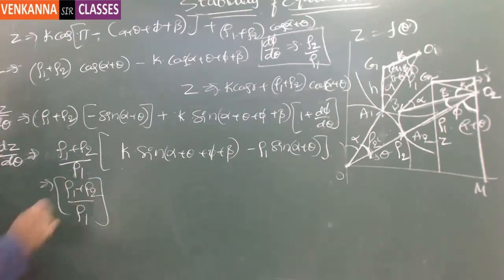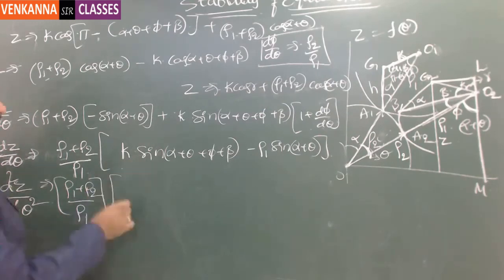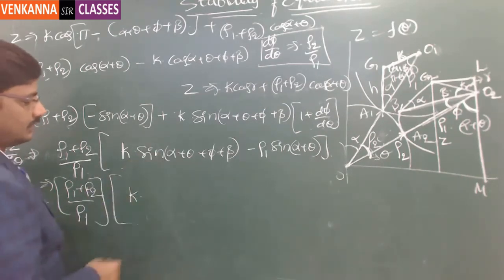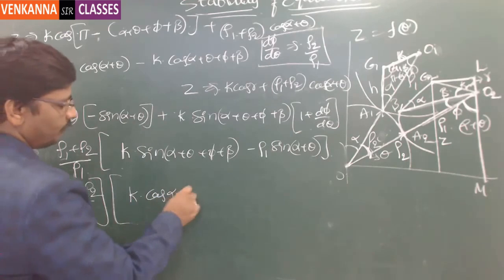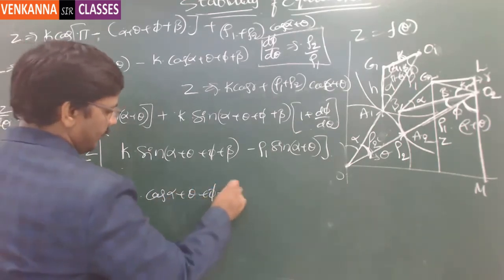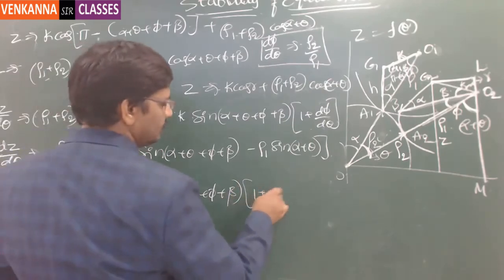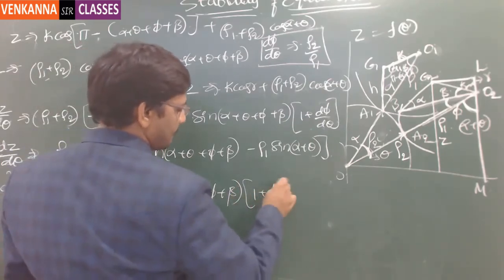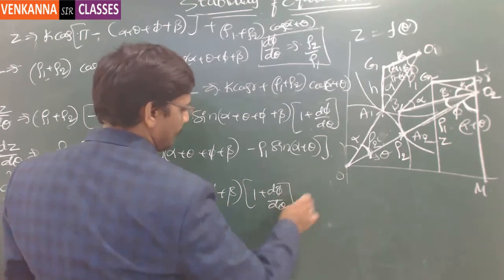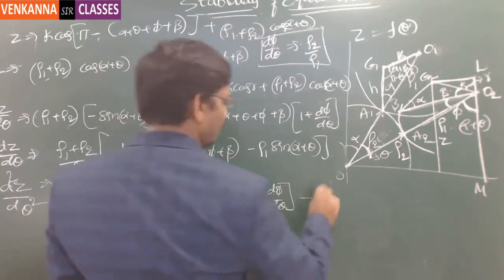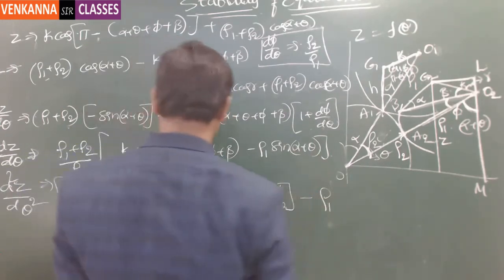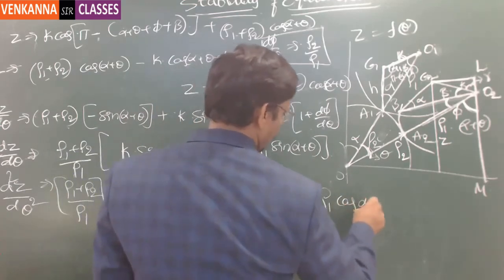Now I have taken the derivative of this again, d square z by d theta square. So d square z by d theta square: derivative of k times sine is cos alpha plus theta plus phi plus beta, and the derivative of the inner part is 1 plus d phi by d theta, minus rho 1 times derivative of sine, which is again cos alpha plus theta.